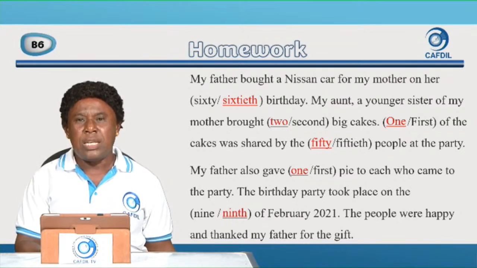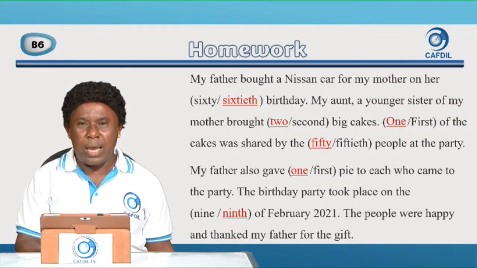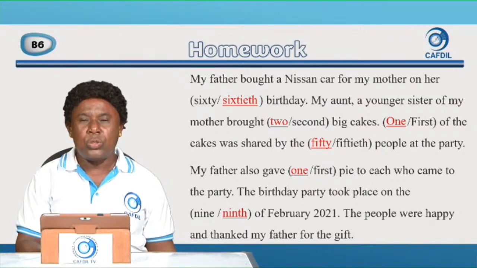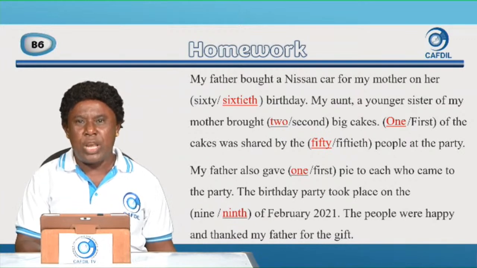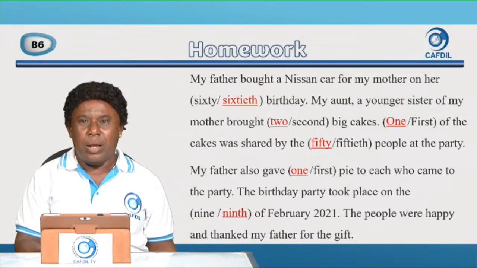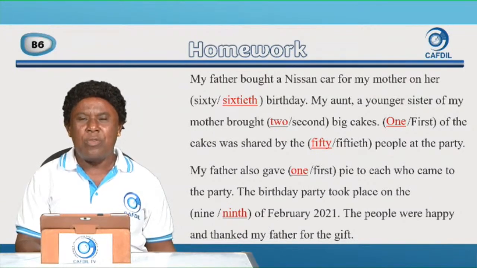So now we can see the difference of the use of cardinals, which show numbers, and ordinals, which show position of people in competition. So we see 60th birthday. Then we see 2 big cakes. One of the cakes was shared by 50 people, which is cardinals. And my father also gave 1 pie to each who came to the party.